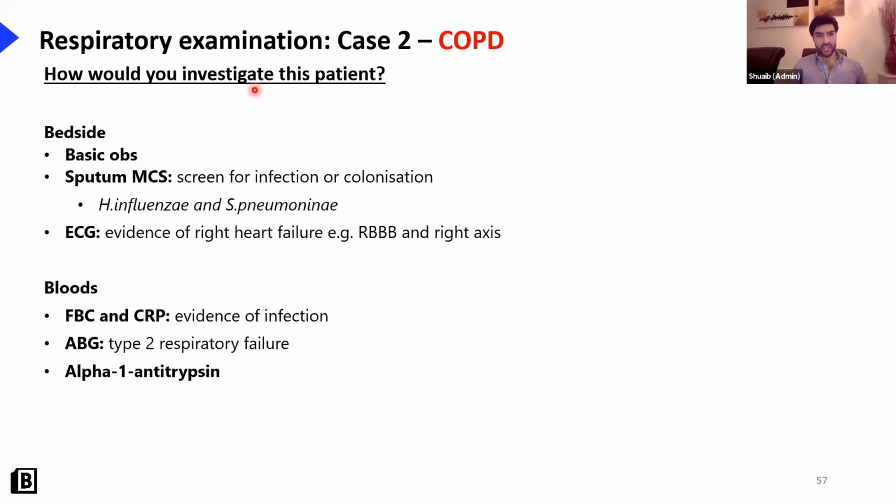How should you investigate this patient? So it's all the same now. Basic obs, sputum, ECG. ECG in this case, because the patient had evidence of heart failure. So you can look for evidence of right heart failure, such as a right bundle branch block and a right axis deviation. Check the patient's inflammatory markers to screen for infection. Check the ABG to look for type 2 respiratory failure. And if the patient was on the younger side, then you can consider an alpha-1 antitrypsin level.